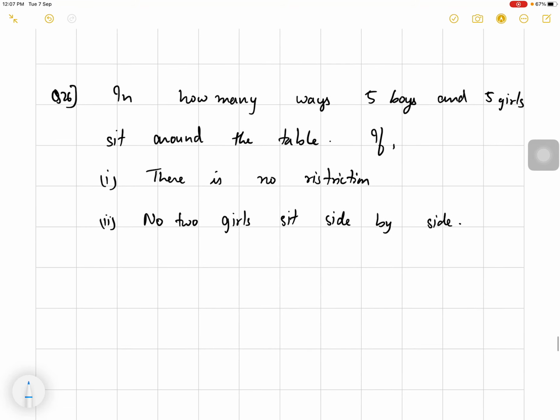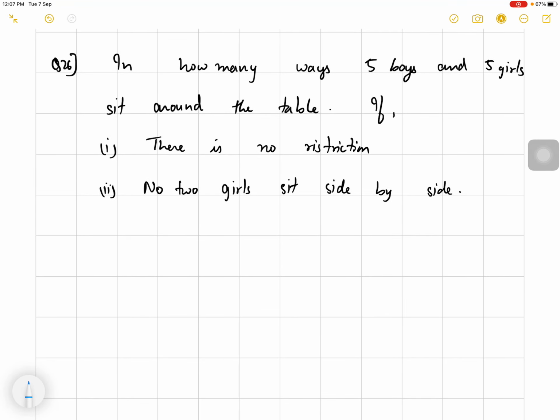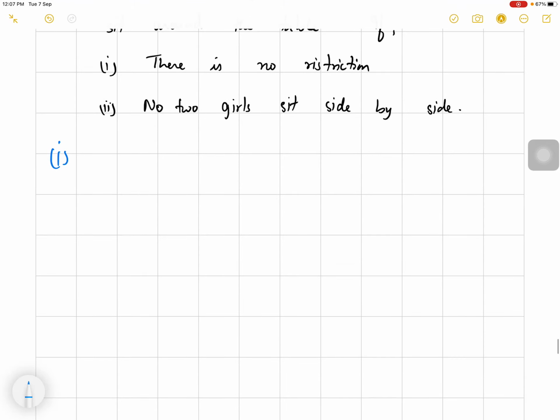Okay, so let us see the first question. In how many ways can 5 boys and 5 girls sit around a table if there is no restriction, and if no 2 girls sit side by side? Firstly, let's solve the first part. If there is no restriction, that means there are 5 boys and 5 girls, total 10 people. When there are 10 people, n is equal to 10. They are sitting at a round table, so your answer is 9 factorial.